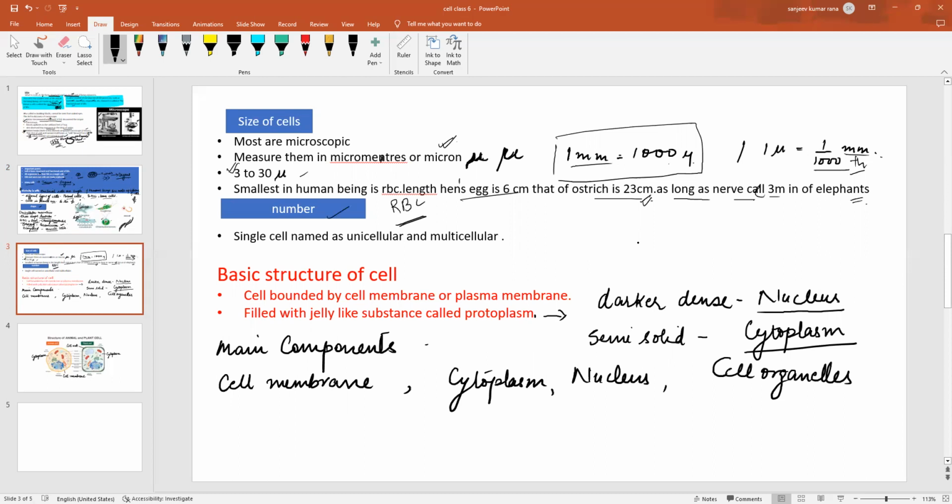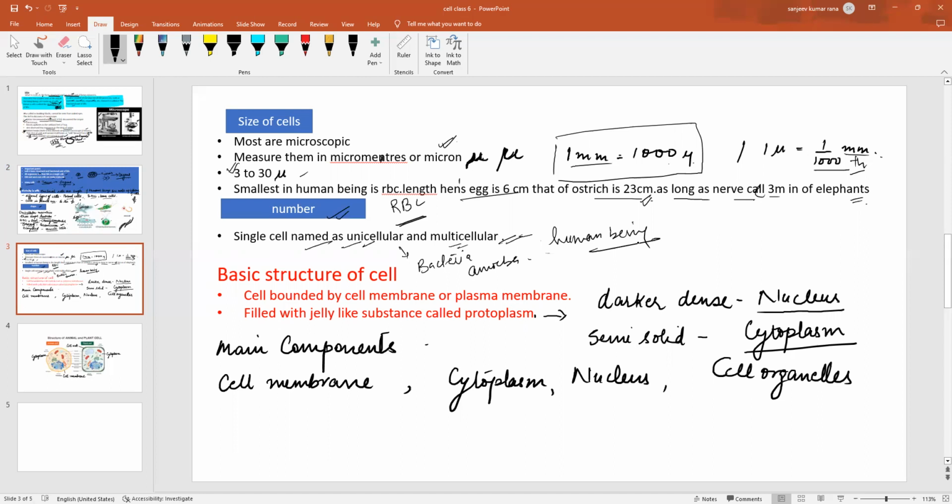Then coming on to the number. Number-wise we give them names. If it is a single cell, we name it as unicellular. If there are more than one cell or many cells, we call them multicellular organisms. जैसे कि जितने भी यूनिसेलुलर को हम बार बार बात कर रहे हैं, बैक्टीरियाज हो गए, अमीबा हो गए, यस. एंड देन मल्टीसेलुलर में सबसे अच्छा एग्जांपल हमारा ह्यूमन बीइंग्स, वर्टिब्रेट्स हुए, ये सब एनिमल्स हुए, दीज ऑल आर मल्टीसेलुलर.